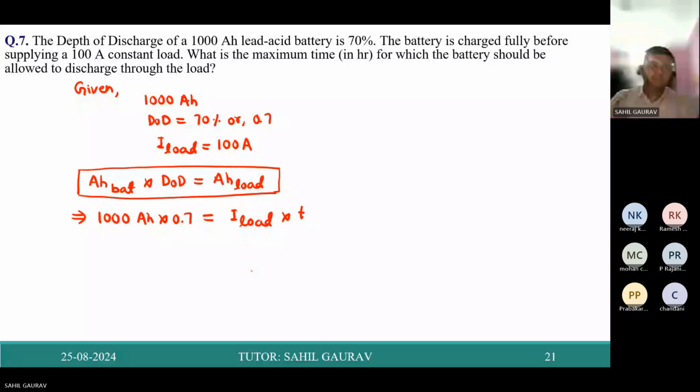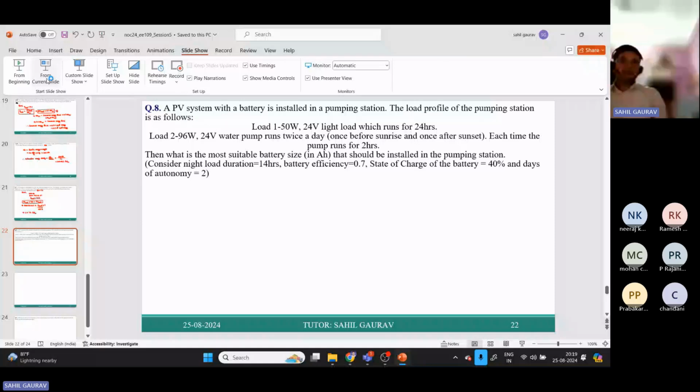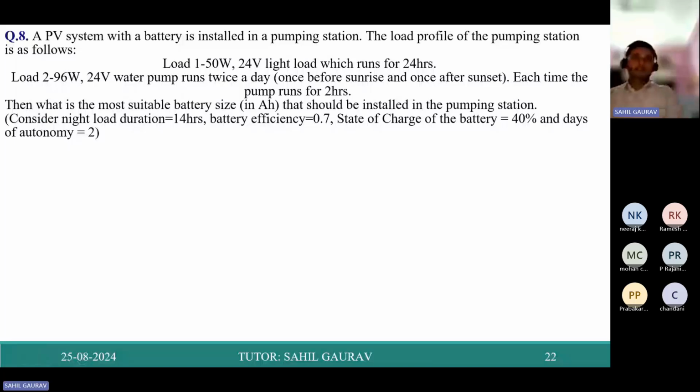Now let us see the next problem. This is a good problem. A PV system with a battery is installed in a pumping station. The load profile of the pumping station is as follows. Load 1 is a 50 watt, 24 volt light load which runs for 24 hours. The second one, load 2, is the water pump, rated 96 watt, 24 volt. We have to run it twice, once before sunrise and once after sunset. Each time the water pump runs for 2 hours. What is the most suitable battery size in ampere hour that should be installed in the pumping station?